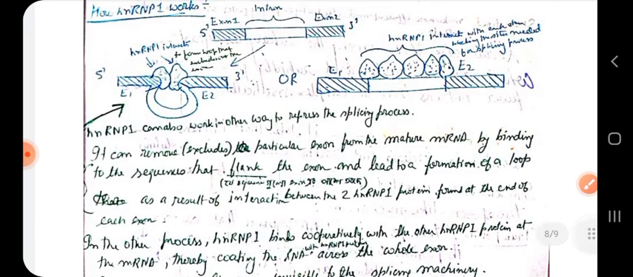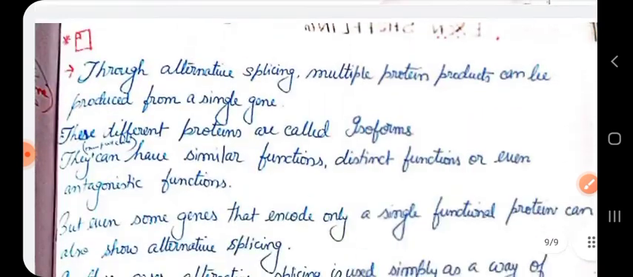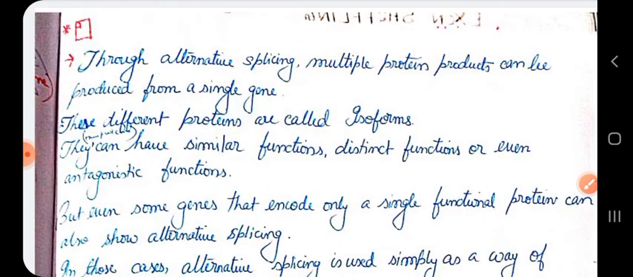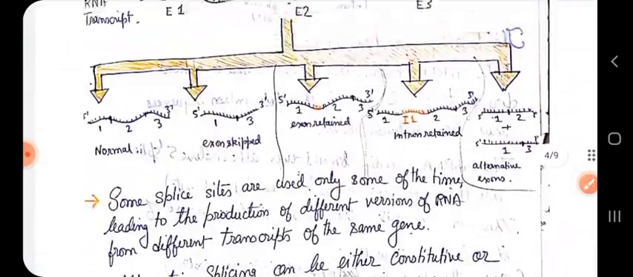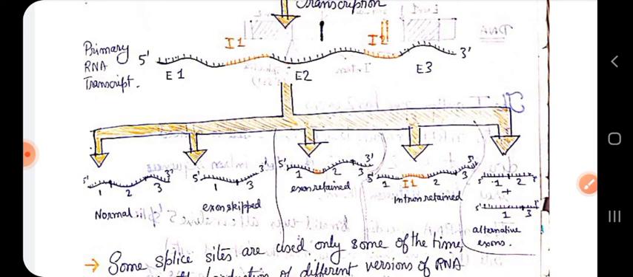So that's all for today's lecture. In the next lecture, I will try to discuss the different models of alternative splicing. The different models of alternative splicing that are mentioned right here, I will discuss each of them with the help of small examples, and then we will finish the whole alternative splicing topic.